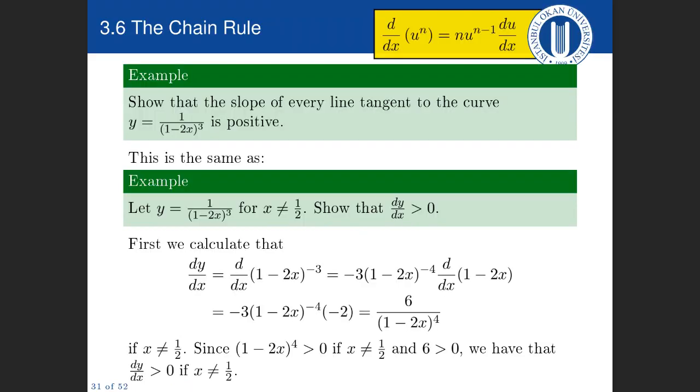Now, if x is not a half, that means 1 minus 2x is not 0, and a non-zero number to the power of 4 is always going to be strictly positive. And 6 is strictly positive. So we have positive number divided by positive number, and that's positive.